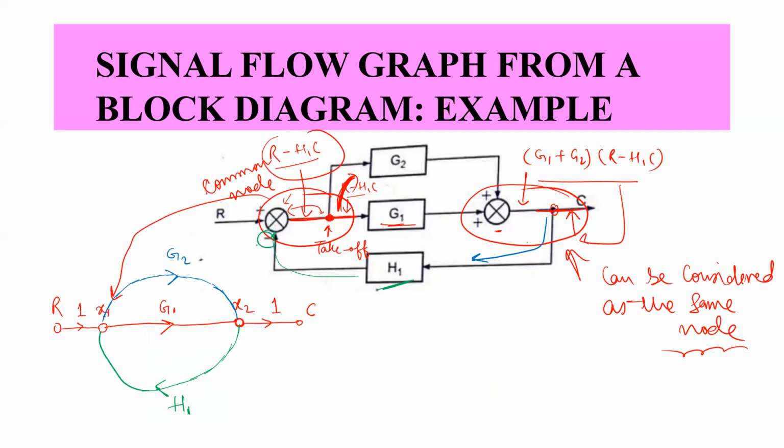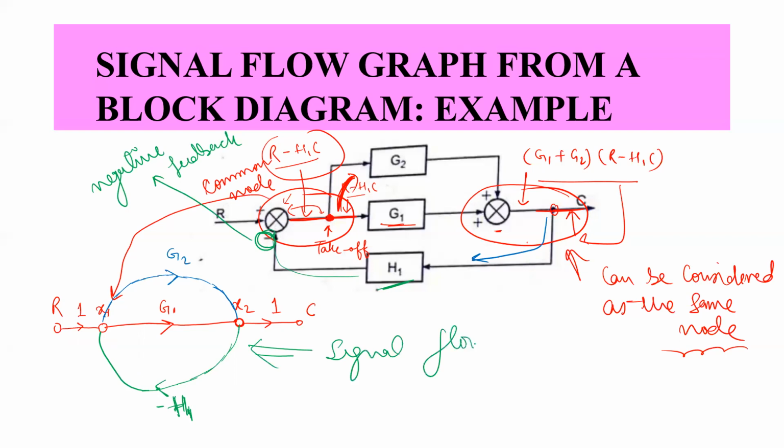Now, because it is a negative feedback, and we don't have any provision to write plus or minus at the nodes, what we will do is mention negative with the gain of the feedback path. Now this is the signal flow graph of the given block diagram.